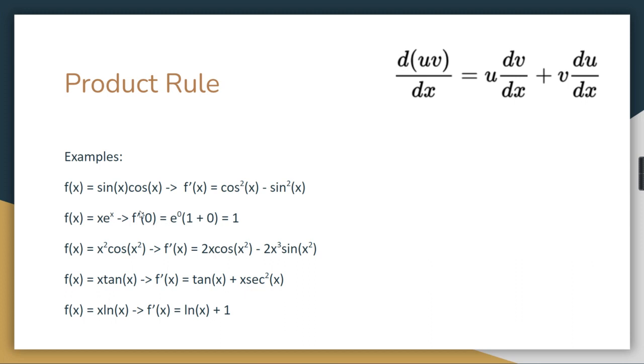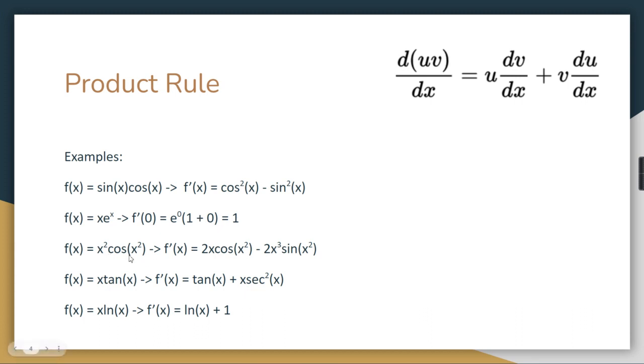x e to the x. Here I plugged in 0, but first you would take the derivative of x times e to the x, so that's just e to the x, plus the derivative of e to the x, which is just e to the x, times x. So it's e to the x plus x e to the x. Another way you can write that is e to the x times 1 plus x. So if you plug in 0 here, it'll be e to the 0 times 1 plus 0. This is just 1 times 1.